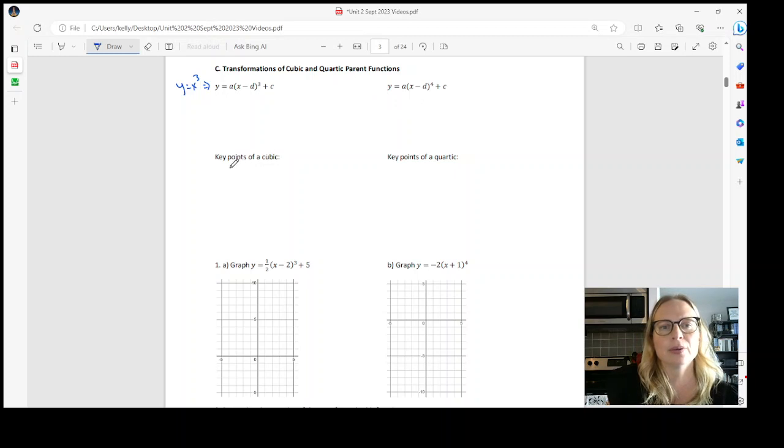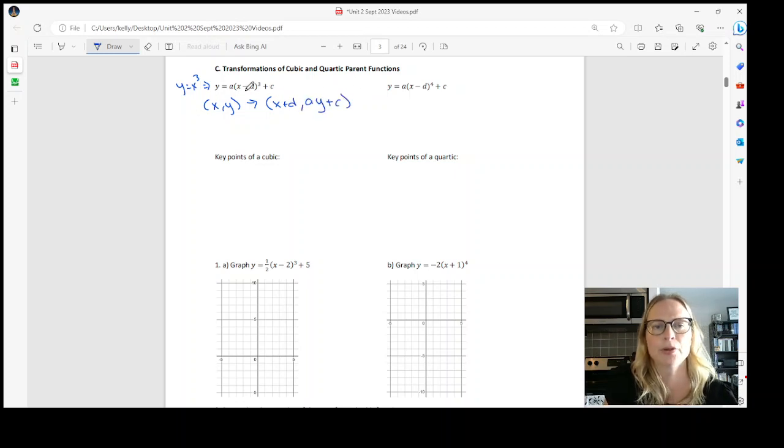So we can use our ordered pair notation. A point (x, y) will be transformed to (x plus d, ay plus c). Note there is no k value. I'll tell you later about why that is. Or what you can also just do is transform your vertex. So (0, 0) gets transformed to (d, c).